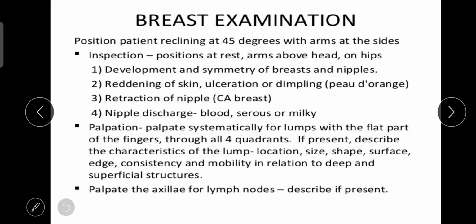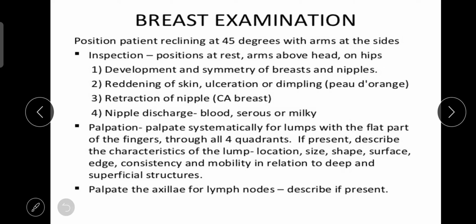Next is breast examination. The position is the patient reclining at 45 degrees with the arms at the sides. Means we have to place the patient reclining at 45 degrees with the arms at the sides. Then in the inspection, you are going to see the position at rest, arms above the head and on hips, development of any asymmetry of the breast and nipples, reddening of the skin, ulceration or dimpling, retraction of nipple, and nipple discharge. That you are going to inspect. Inspect means you are just visually examining the area.